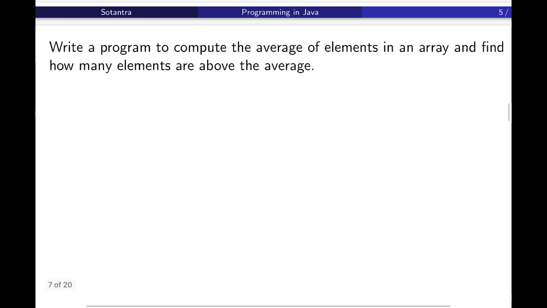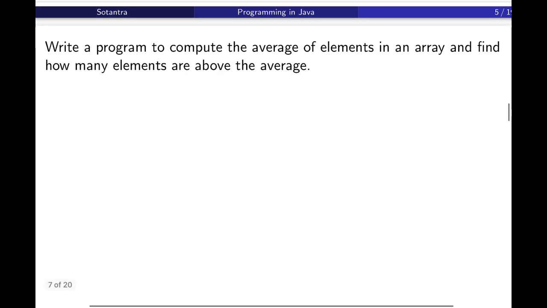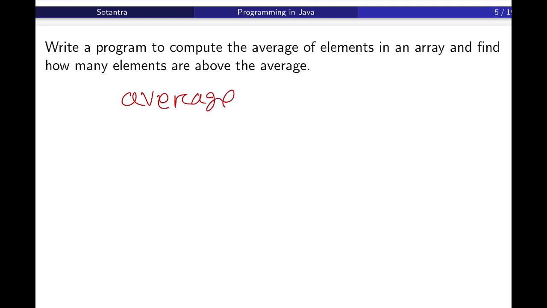So write a program to compute the average of elements in an array and find how many elements are above the average. So just now we have discussed how to compute the average and how to check how many elements are above the average. We need to compare each element with the average. So initially we have discussed this program while we are introducing the concepts of array. In the previous lecture you can see. Now to find how many elements are above the average, you can consider or compare each element with the average.